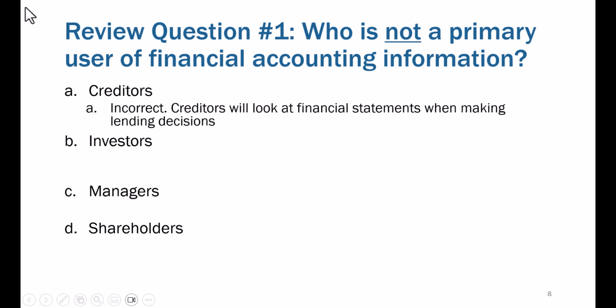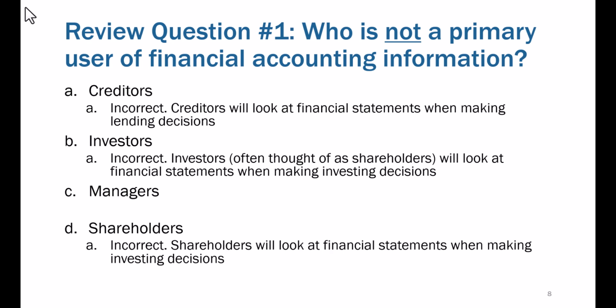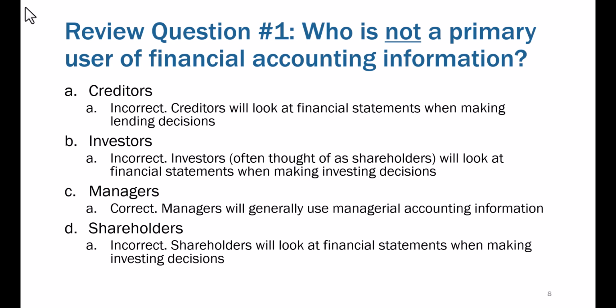All right, well, an incorrect answer is creditors. Creditors absolutely look at it, deciding whether or not they're going to make loans. Investors absolutely look at accounting information when they're deciding whether to invest money into the company. Shareholders, they absolutely look at financial accounting information when deciding whether or not to purchase stock. And then managers, that would be the correct one.